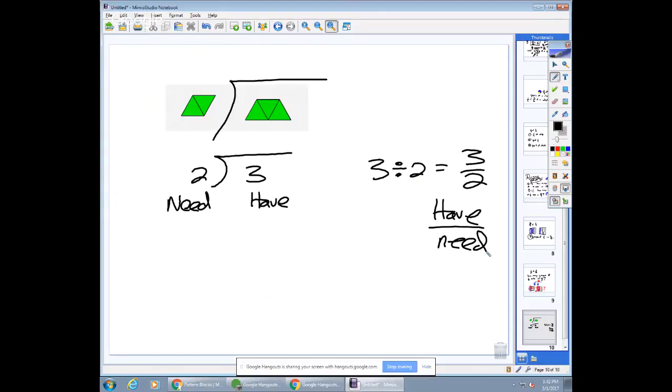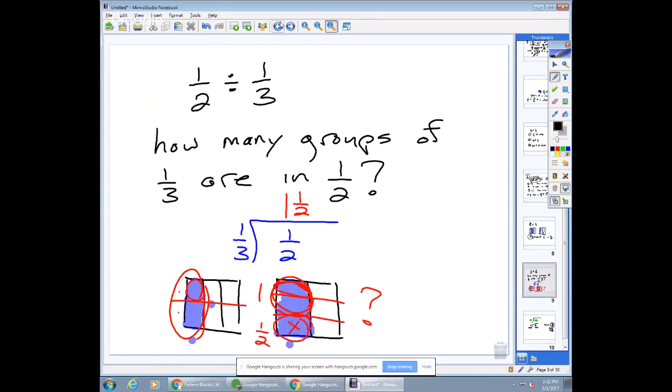Is that a different answer than we came up with over here? Is 1.5 the same thing as 3/2? Or is it different? They're the same thing. Yes, 2 different ways to look at the same problem. So if we can break it into pieces, we can change fraction division into whole number division. And there's the answer.